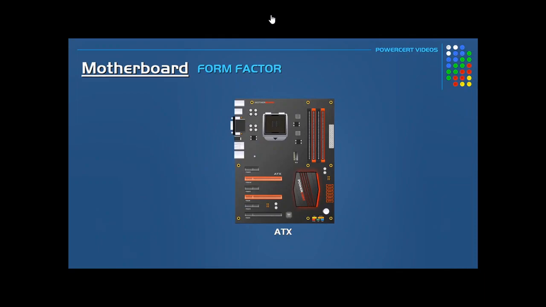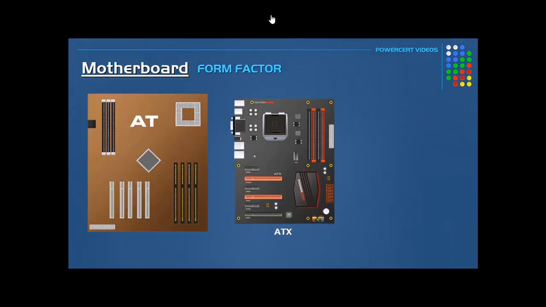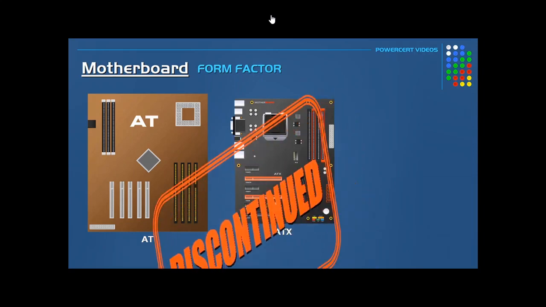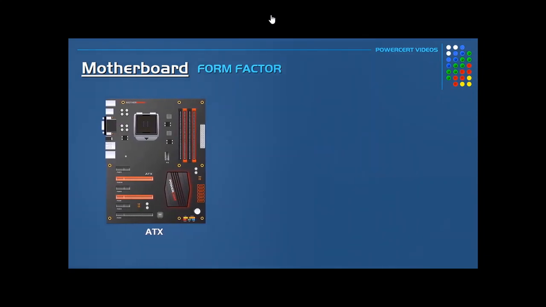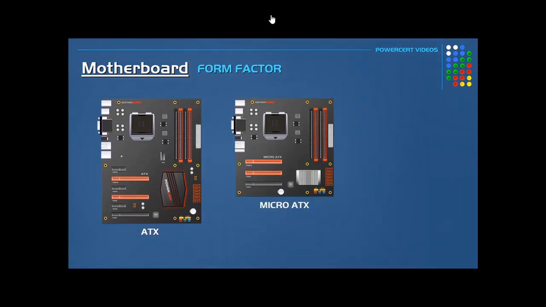Now prior to the development of the ATX, there was the AT form factor. AT stands for Advanced Technology. Now this was used back in the 1980s and was developed by IBM. AT motherboards are 12 by 13.8 inches in size, and they are no longer in development since the succession of the ATX. Another version of the ATX motherboard is the Micro ATX.